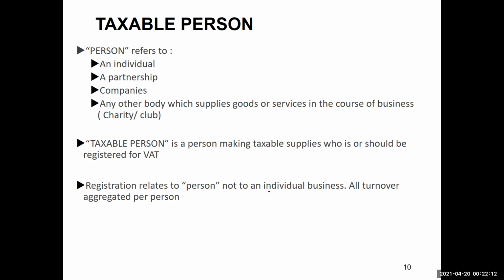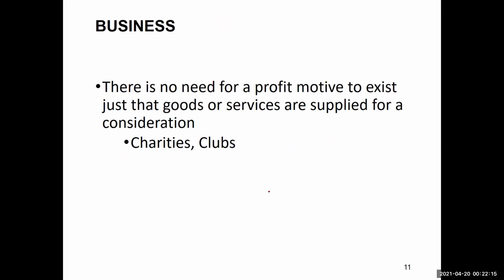Okay, per person. Good. Now, a business, like I said, there is no need for a profit motive to exist, whether for charity or for profit. It doesn't matter. Once we are running the business and whatever supplies we are providing are in the ordinary course of business, it qualifies to be seen as business for which VAT should apply.